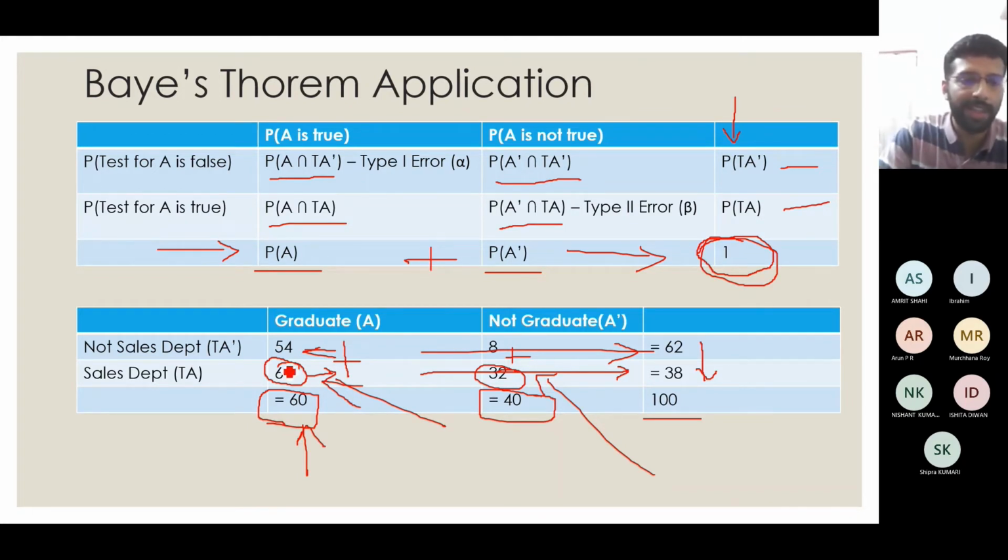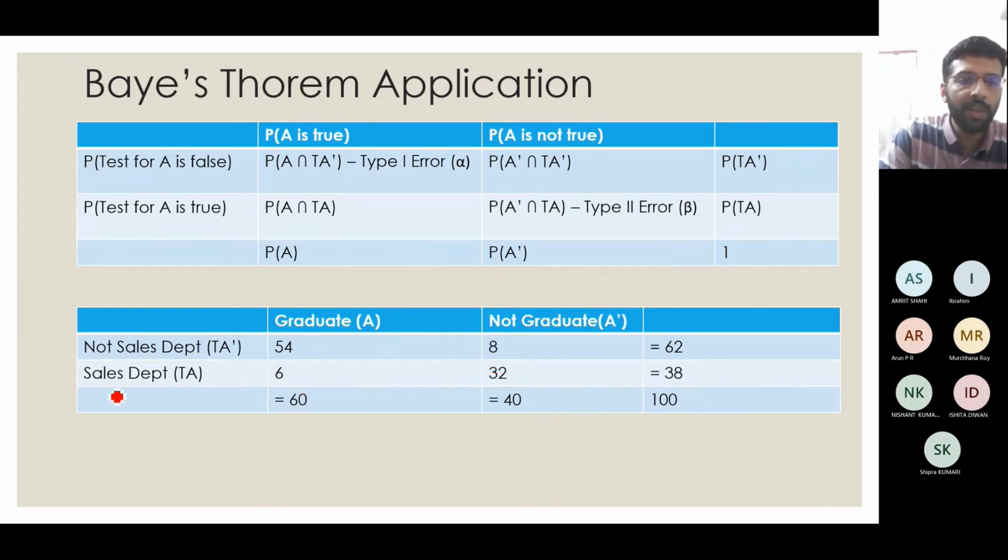Now once you make a table like this, whatever the question, you can find all the answers directly from this table. The probability that a person is from sales department, the probability that a person is a graduate and from sales department, not a graduate but from sales department. All kinds of ways, you can directly pick the value from this and divide by the condition to find the answer. So this is one application of the Bayes theorem.